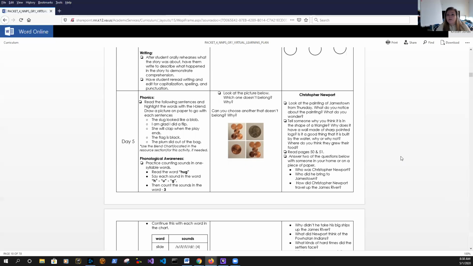So you are saying these to someone, an adult or an older sibling at your house. Why do you think it is in the shape of a triangle? Why does it have a wall made of sharp pointed logs? Is it a good thing that it is built by the water? Why or why not? And where do you think they grew their food? So these are all questions that you need to be thinking about the answers to while looking at that picture that we just had up.